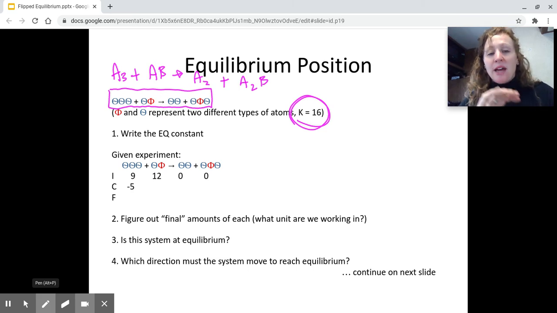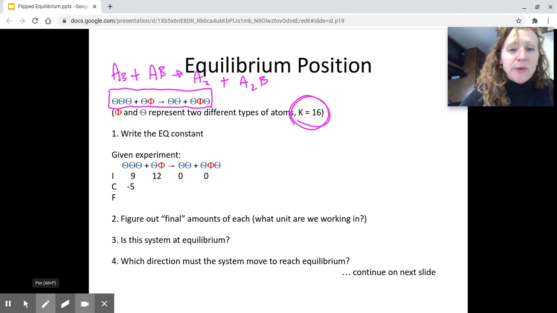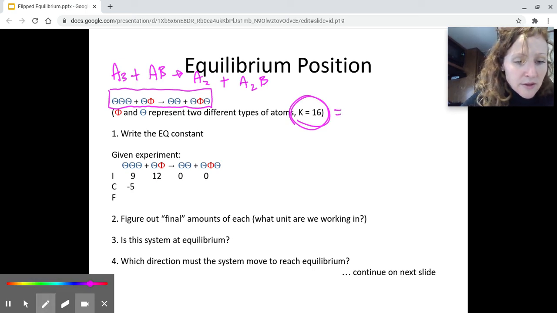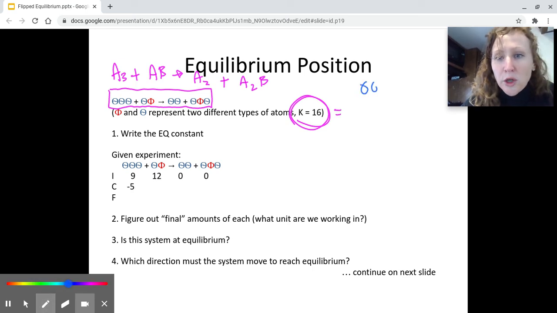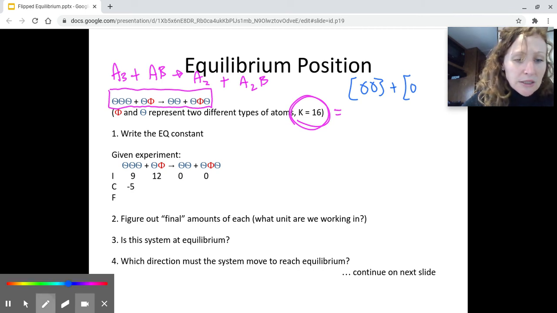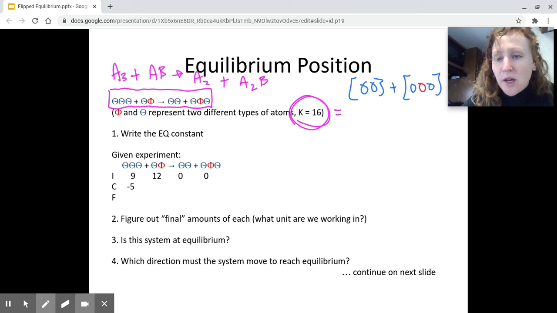Okay, so notice we have two different types of atoms involved in here, and this is kind of what it would look like. If we're going to write the equilibrium constant, let's do that. The expression for K is equal to 16, which is equal to blue, blue, blue, red, blue. Oh no, not plus.